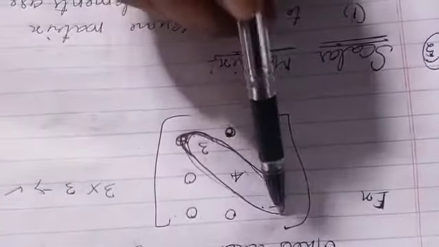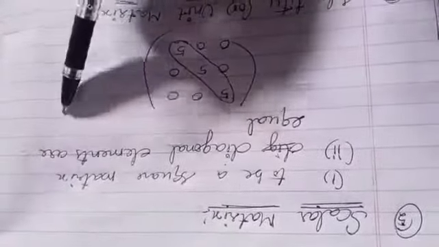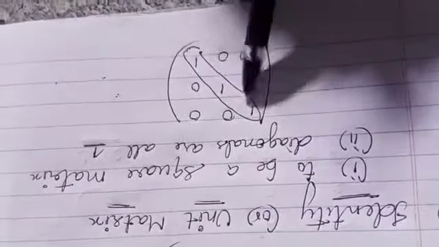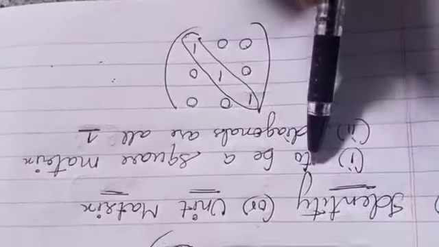The first rule is to be a square matrix, like 2 into 2, 3 into 3. Next, only the diagonal has numbers and all other places are 0. That is called a diagonal matrix. Next, scalar matrix. The first rule is to be a square matrix. Second rule, the diagonal elements are equal, all the numbers are the same. That is called a scalar matrix. Next, identity or unit matrix. The first rule is to be a square matrix.